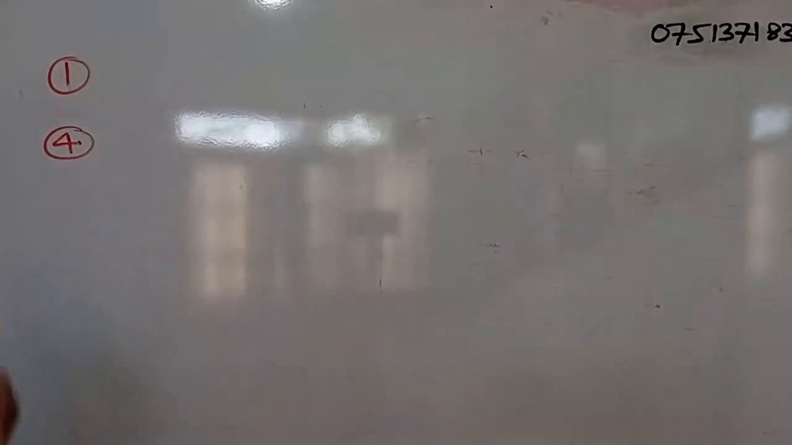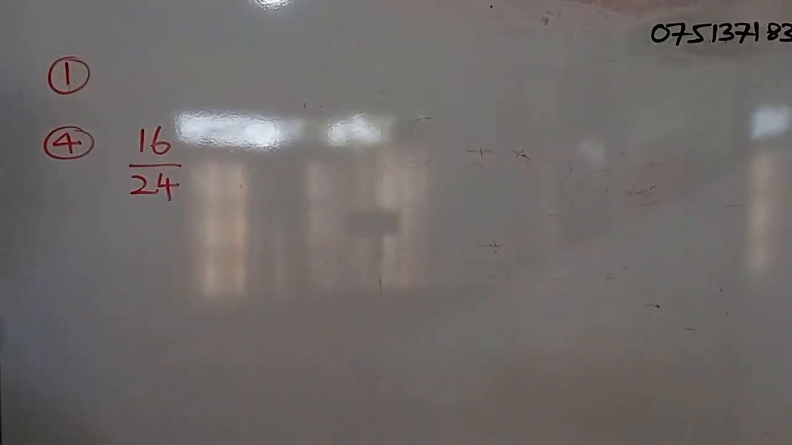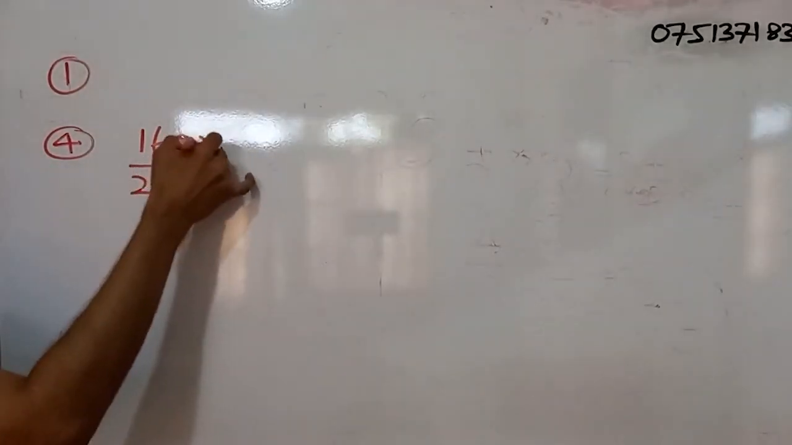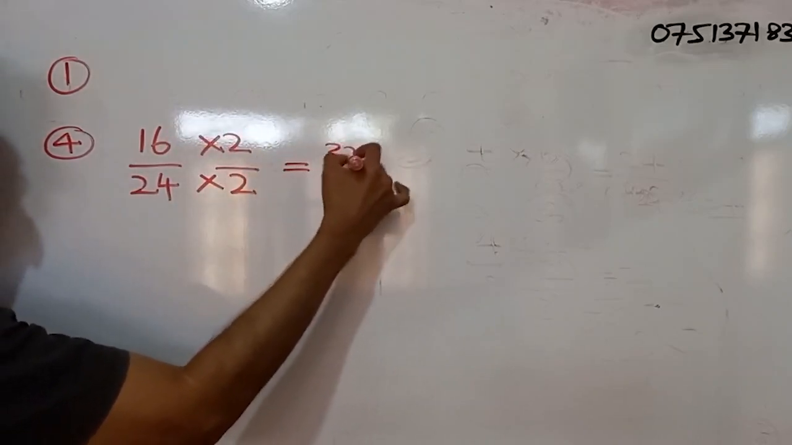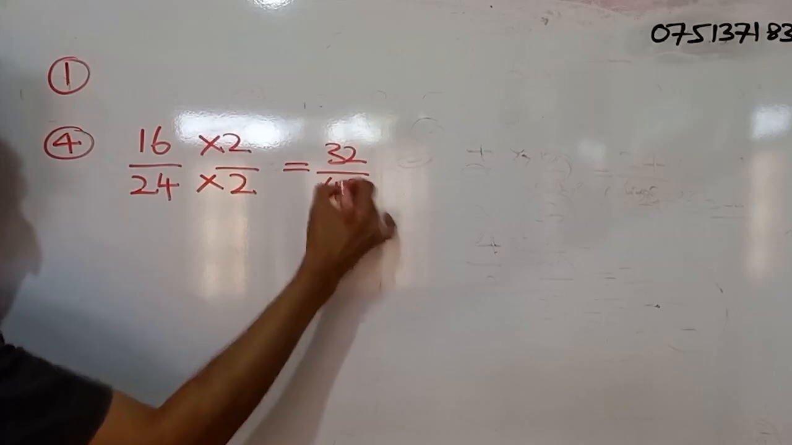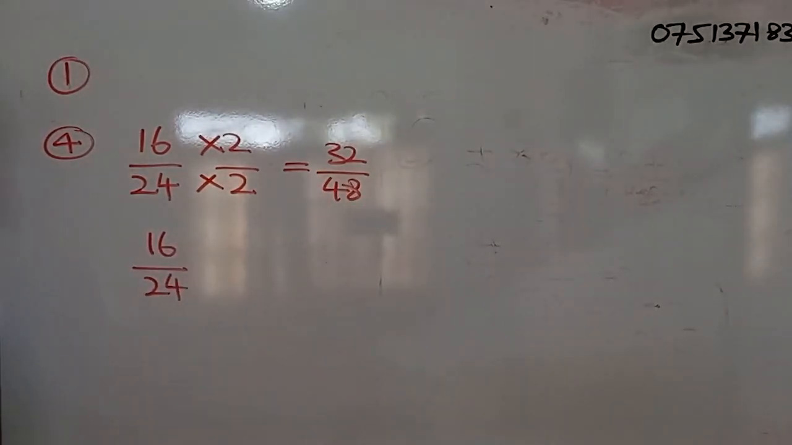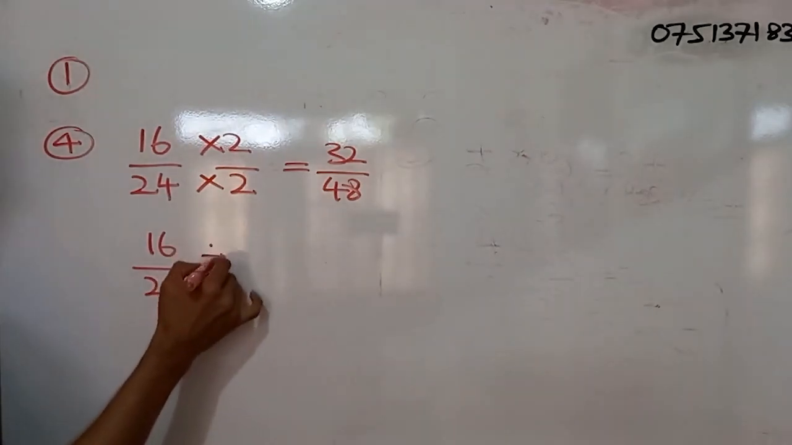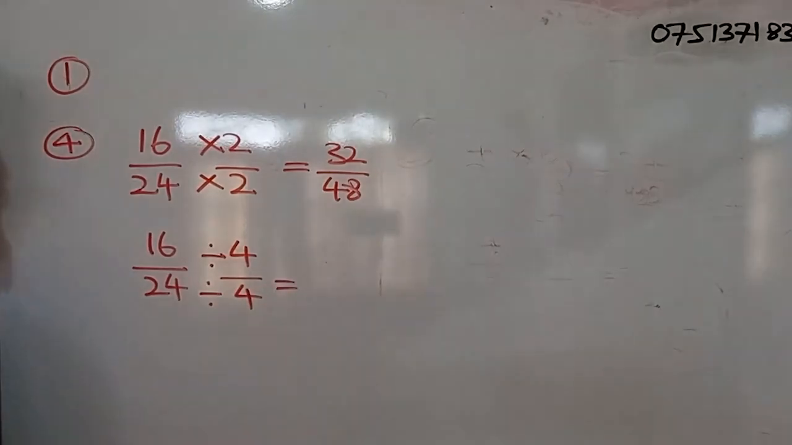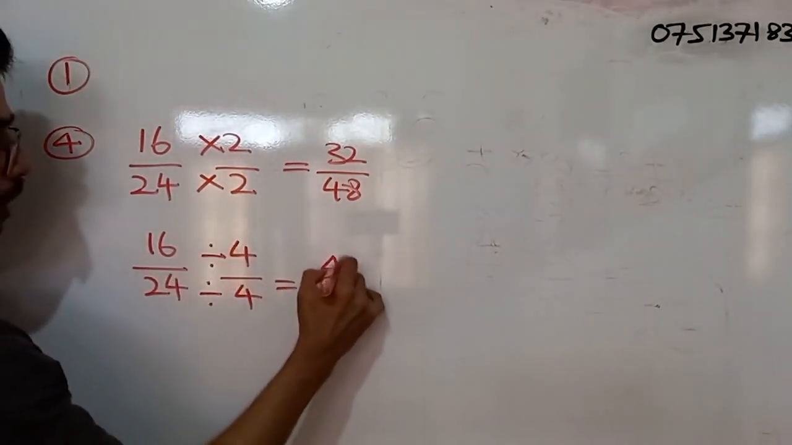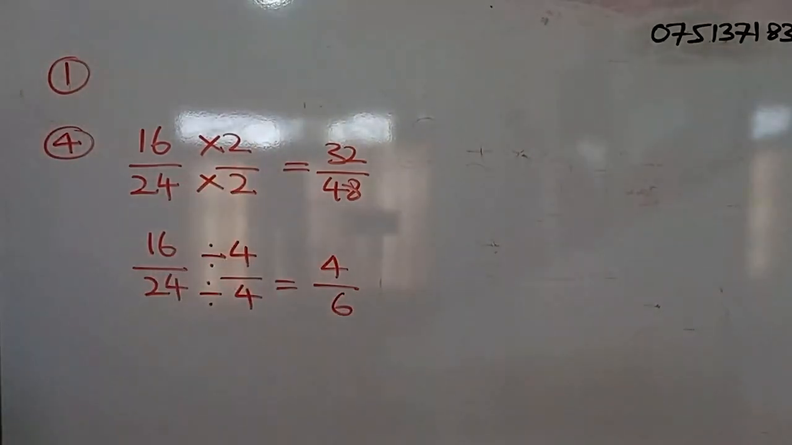Right. So the fourth part. That is 16 by 24. I will multiply the numerator by 2 and the denominator by 2. So 16 times 2 I get what? 32. 24 times 2 I get 48. Again 16 by 24, I'm going to divide the numerator by 4 and the denominator by 4 also. 16 divided by 4 is 4. 24 divided by 4 is 6. So these are the answers.